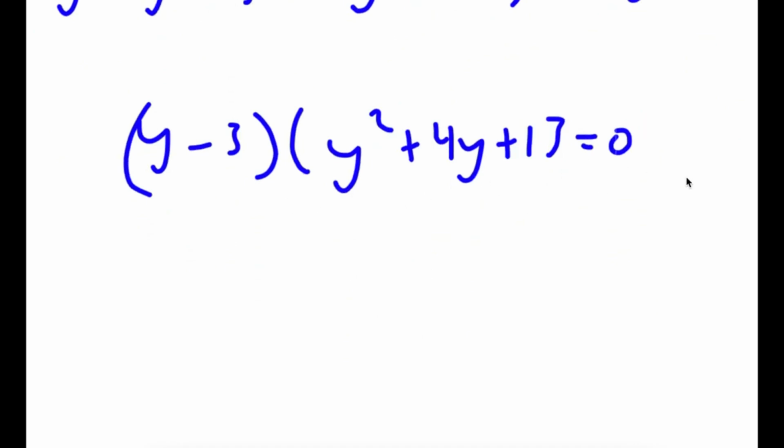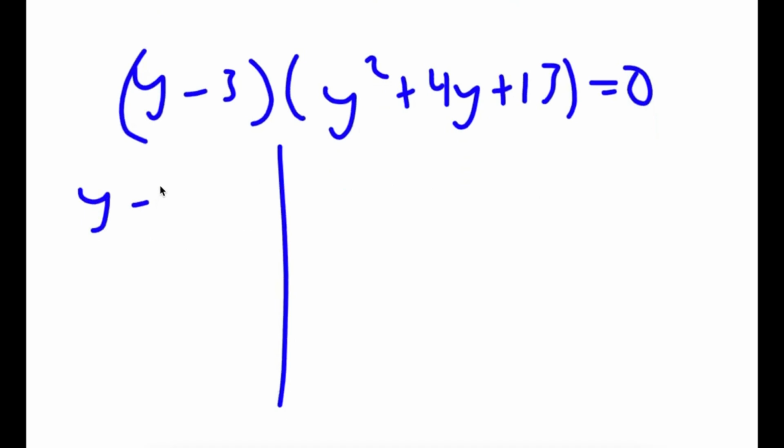So now this gives me two equations. I have y minus 3 is equal to 0, meaning y is equal to 3.